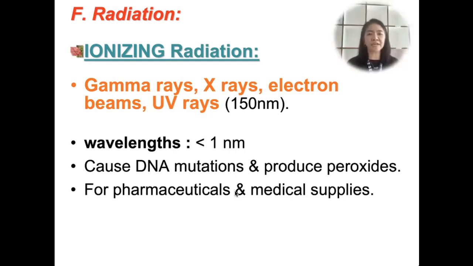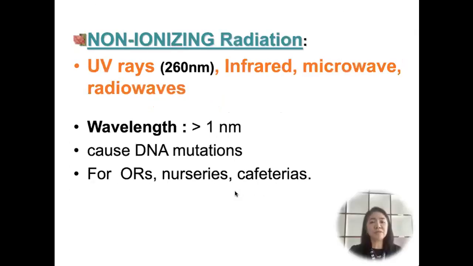So gamma rays, X-rays, electron beams, UV rays, especially yung mga 150 nanometers ang wavelength, they can cause DNA mutations and they can produce yung mga free radicals like peroxides, which are deadly for your microbes and at the same time damaging po sa ato ang tissues. So this is effective for pharmaceuticals and medical supplies. Okay? And then we have yung non-ionizing radiation.